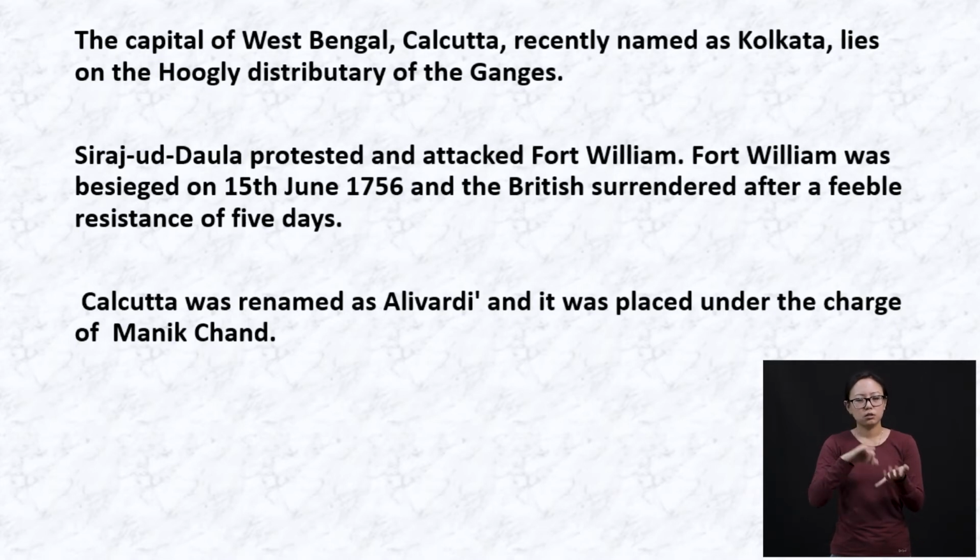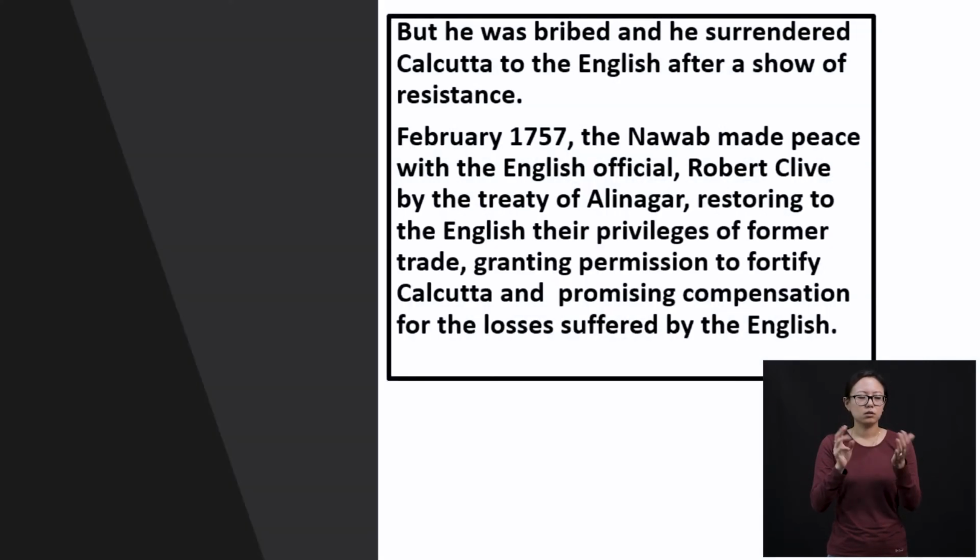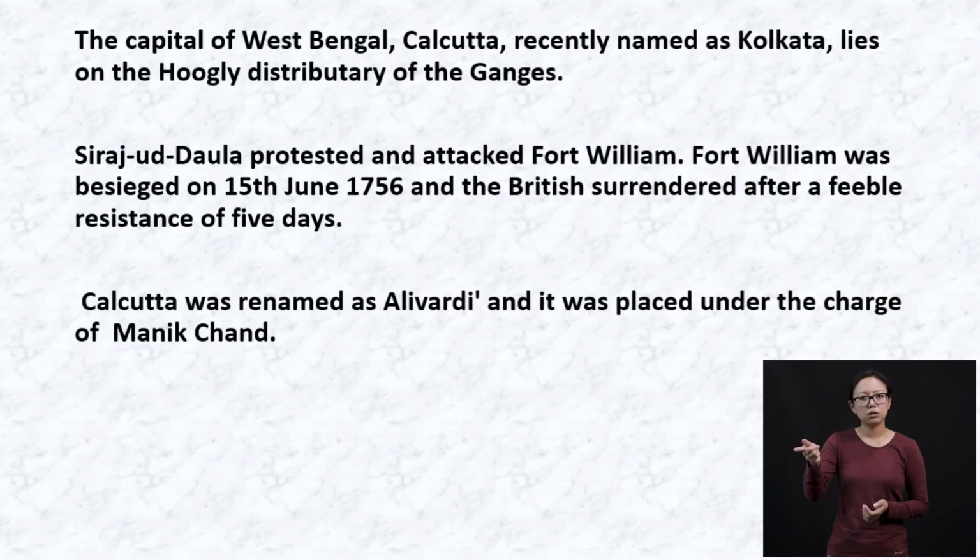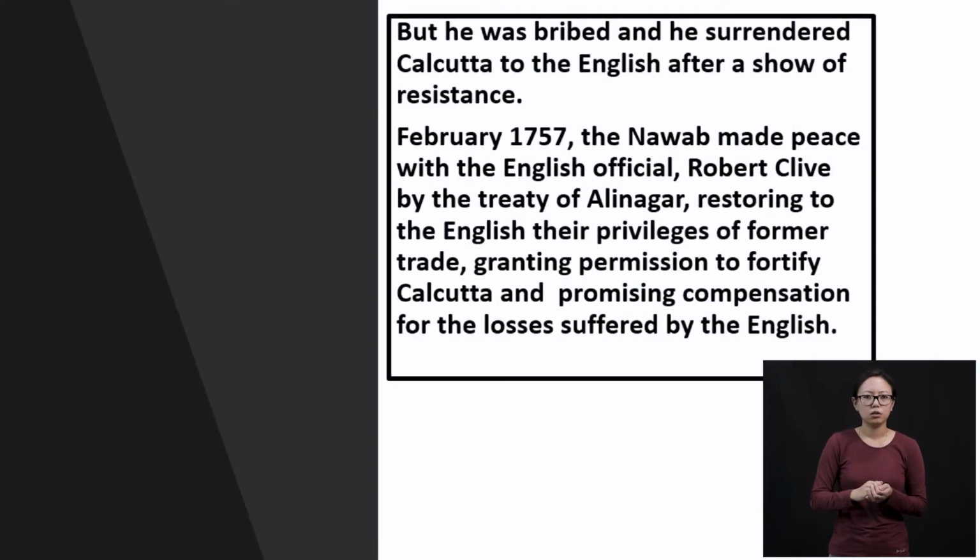Sirajuddaulah protested and attacked Fort William, and it was besieged on the 15th June 1756. And here the Britishers surrendered after a resistance of 5 days. So Sirajuddaulah was at that time the ruler of Bengal. And Calcutta was renamed Alinagar, and it was placed under the charge of Manik Chand. So this Manik Chand was a person who was appointed by the Britishers. But he was bribed and he surrendered Calcutta to the English after just a little show of resistance. Calcutta also, instead of Sirajuddaulah, came into the hands of the Britishers.